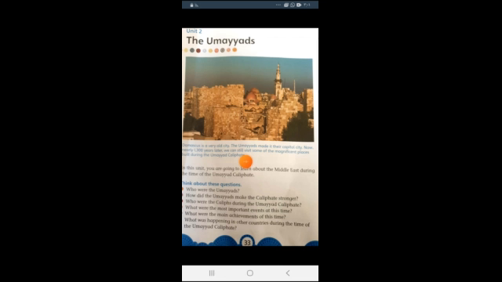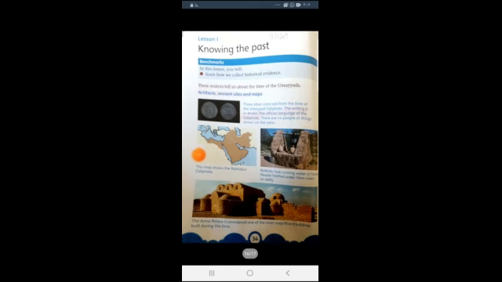And now, in this unit, we are going to study the Umayyads in detail. Let us start studying about them in lesson 1. Knowing about the past. How do we know information about the Umayyads? We can use some sources of information like these ones. First picture, artifacts or ancient sites and maps. These silver coins are from the time of the Umayyad Caliphate.